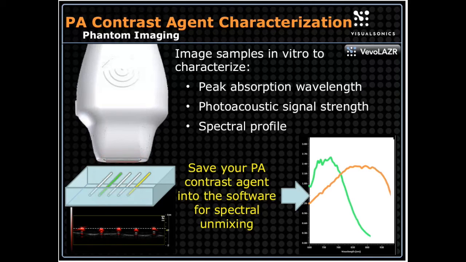So this is the characterization phase. We're actually working on a few hardware improvements to be able to do this in a very high throughput way, where we're building a phantom where you're able to introduce different contrast agents and, as I mentioned, characterize them: find the peak absorption wavelength, the signal strength relative to other contrast agents, and also draw these spectral profiles where you've got wavelength on the x-axis and the photoacoustic signal intensity on the y-axis.